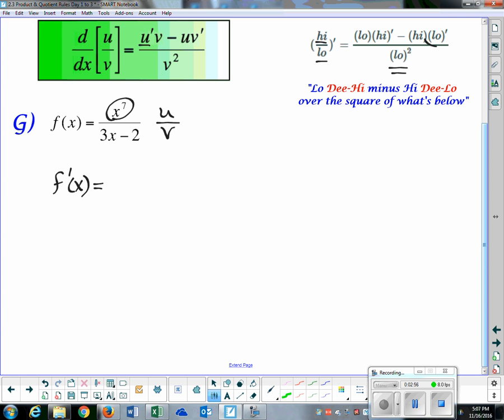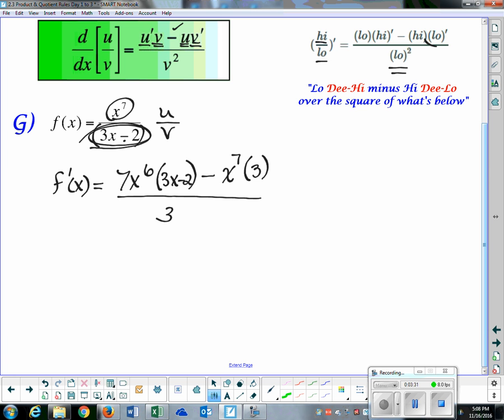So the pattern goes: derivative of u. Here is my u, so I'm going to take its derivative. That'll give us 7x to the 6th, multiplied by v, and v is 3x minus 2. Subtraction sign is next, so subtract. And now you see the u, which is your top, so we could just write down x to the 7th, multiplied by the bottom derivative. So now I have to take the derivative of v, which will simply be 3, won't it? All divided by v squared. V being my denominator, the 3x minus 2 gets squared.